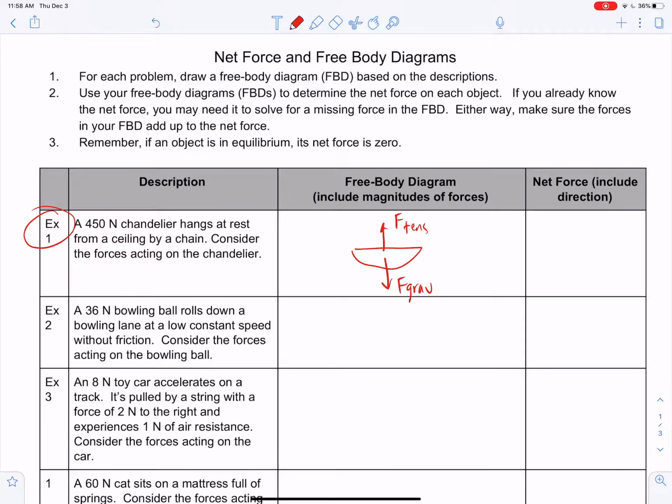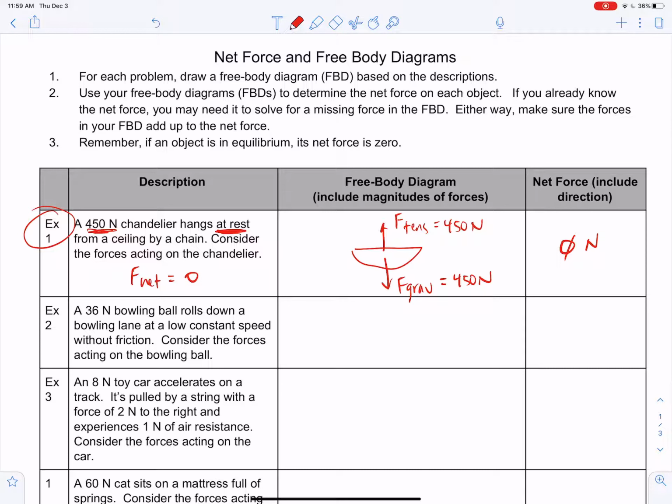Okay? It says it's a 450 Newton chandelier. This is describing its weight, which is the force of gravity on the object. And then if it is at rest, then the net force must equal 0, right? So I can say this over here. The net force is going to be 0 newtons, which means that the tension must be 450 newtons as well. Now it's in a state of equilibrium.